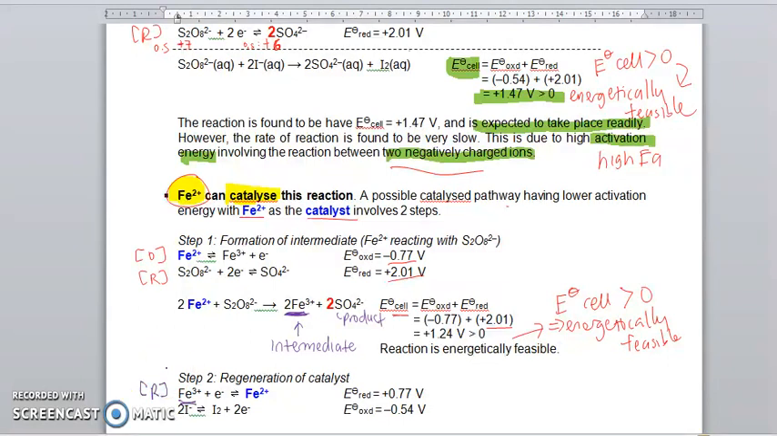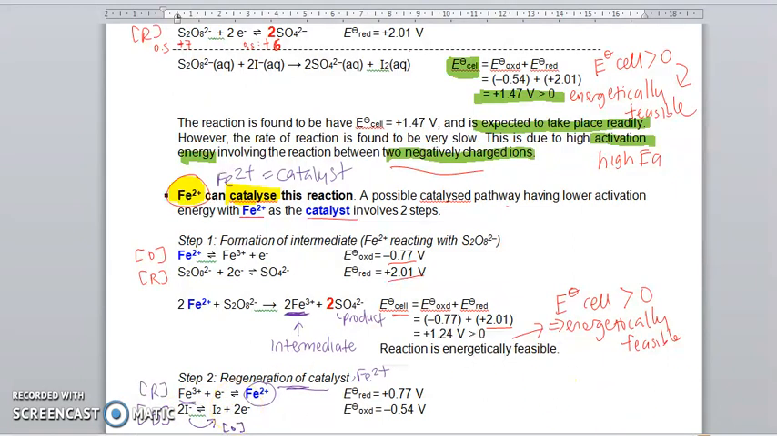Why? Because we need to regenerate back the catalyst. Fe2+ was the catalyst, right? And now you need to regenerate back the catalyst, Fe2+. So the intermediate Fe3+ must be reduced to the catalyst Fe2+. And the other species must be oxidized, because you know that in a redox reaction, one species is reduced, the other species is oxidized. So if the Fe3+ intermediate is being reduced, then it must react with a species that is oxidized, which is just I-. Just nice. I- is oxidized to iodine.